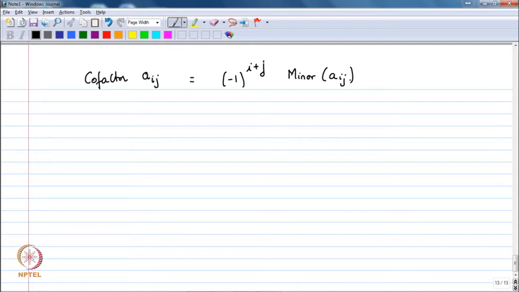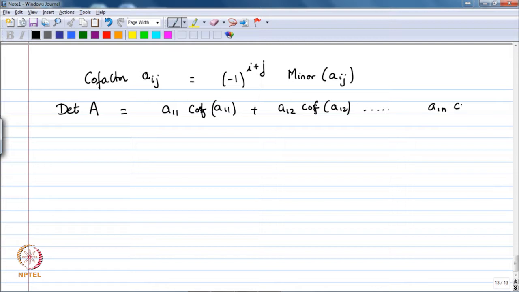And what this allows you to do is two things. One is you can show that the determinant of A is equal to A11 times the cofactor of A11 plus A12 times the cofactor of A12, and so on all the way up to A1n times the cofactor of A1n. So you can expand the determinant in terms of cofactors. You can easily verify this.